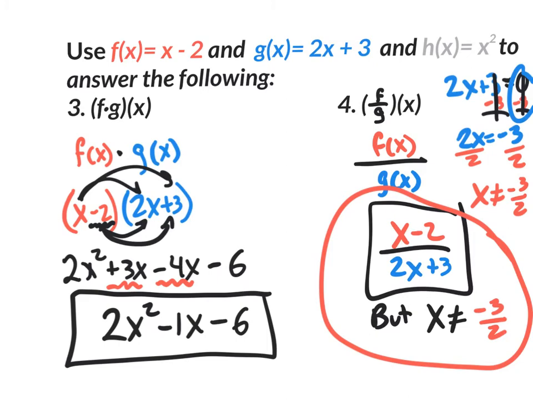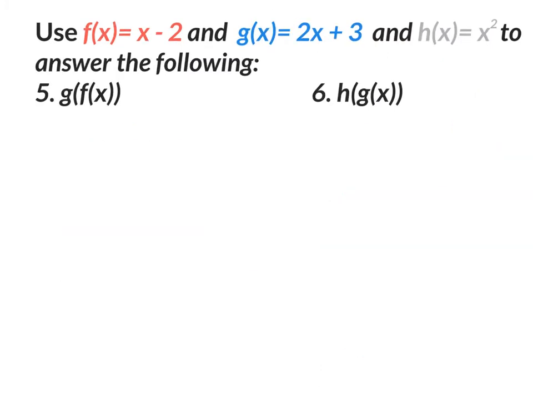So there are another 2 types of questions you're going to see on the quiz for sure tomorrow. Let's see what else. We've added, we've subtracted, we've multiplied, we've divided. We're also going to plug one function into another function, right? So again, we're using the same exact 3 functions, f of x in red, g of x in blue, and h of x in gray. So what does this notation tell us to do? To plug in the f function into the g function. So we're going to take this red one and plug it into the blue one, okay?